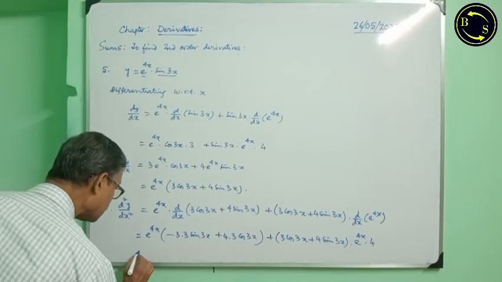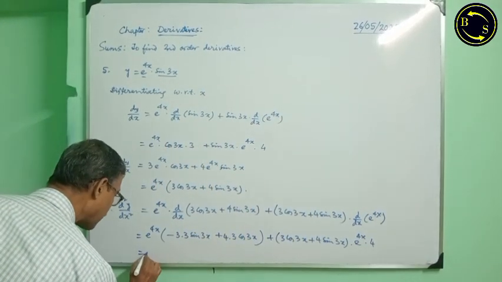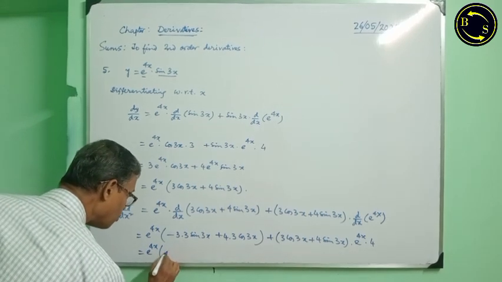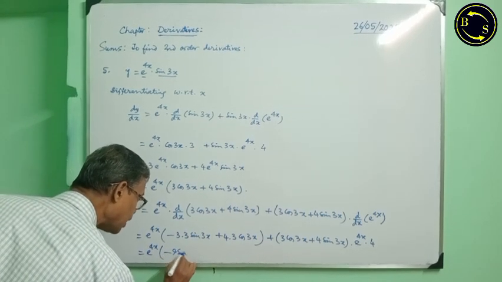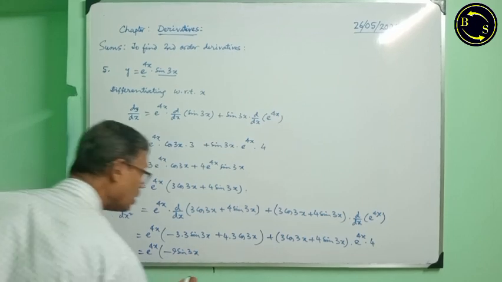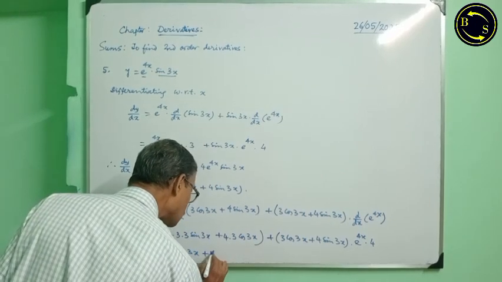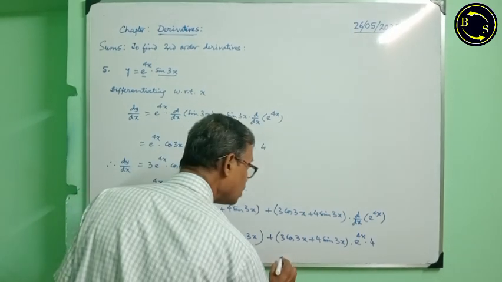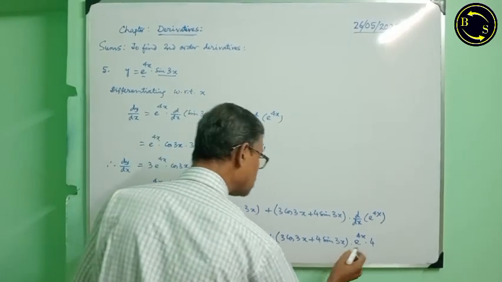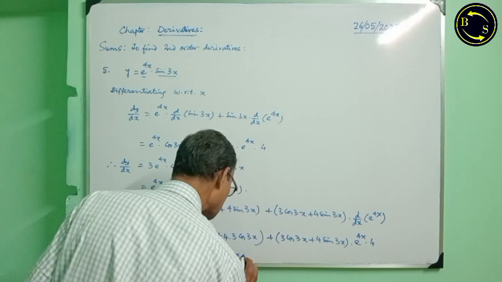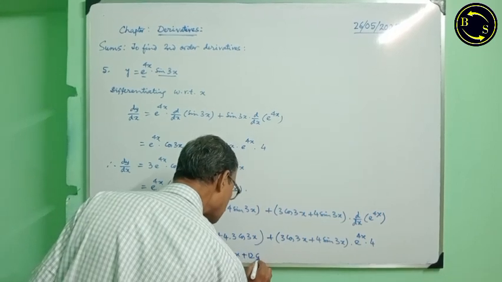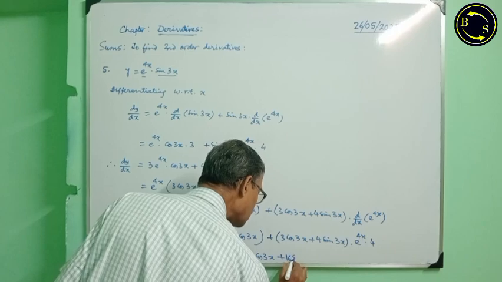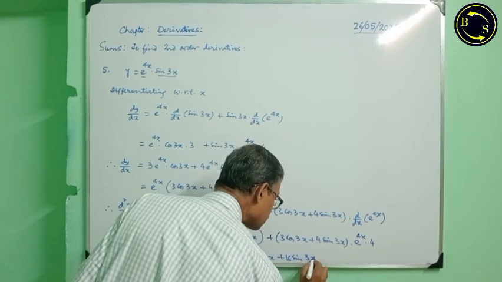Now we simplify. e to the power 4x is common factor. We take it out. Minus 9 sine 3x plus 12 cos 3x. Then we have to multiply 4 plus 12 cos 3x plus 16 sine 3x.